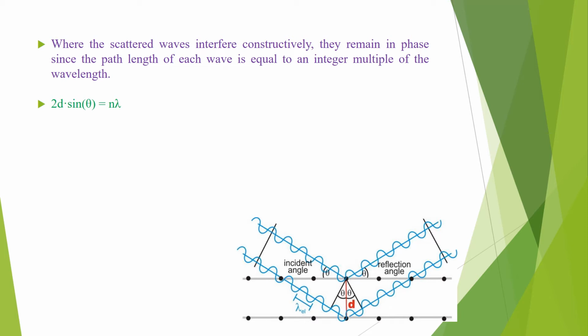The path difference between the two waves undergoing constructive interference is given by 2d sine theta, where theta is the scattering angle. This leads to Bragg's law, which describes the condition for constructive interference from successive crystallographic planes of the crystalline lattice. 2d sine theta is equal to n lambda, where n is an integer determined by the order given and lambda is the wavelength.